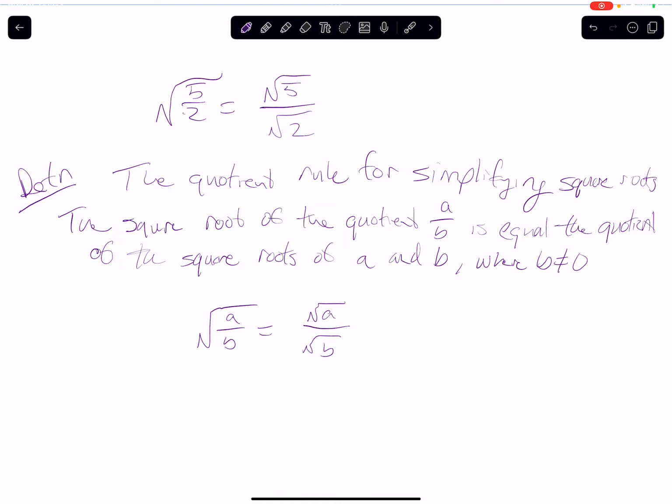So, if we are given a rational expression, how can we use the quotient rule to simplify it? Well, first we will write the expression as the quotient of two radical expressions, and then separately we can simplify the numerator and the denominator in separate pieces.